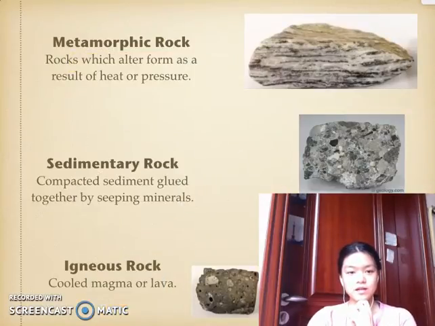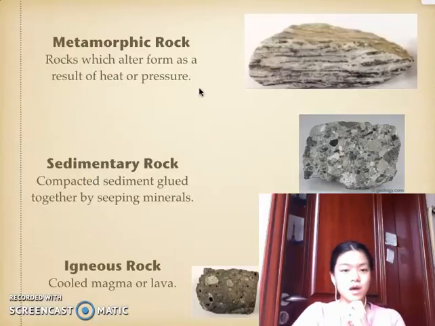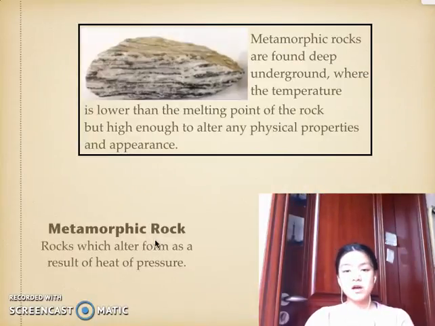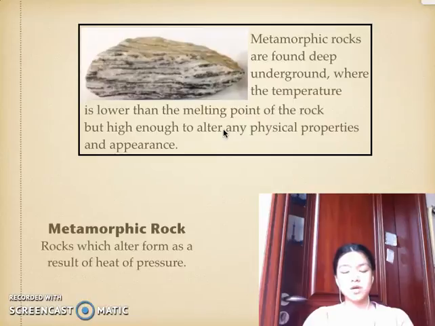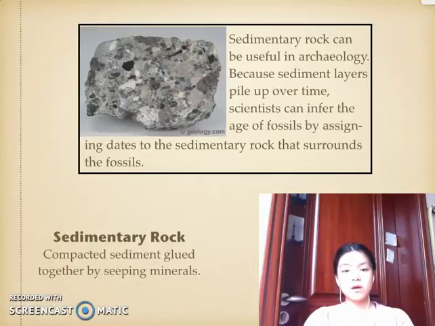Okay, let's review. Heat or pressure, forms layer, seeping minerals, magma or lava. Metamorphic rocks are found deep underground, where the temperature is lower than the melting point of the rock, but high enough to alter any physical properties and appearance. That is where the heat and pressure come from.